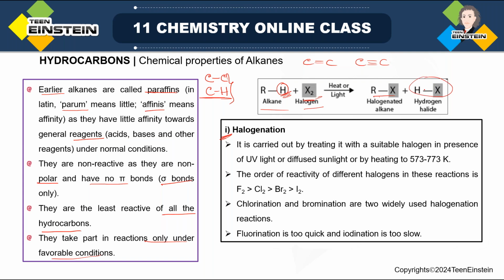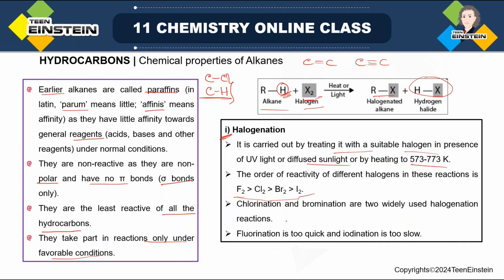So this reaction we do when we are treating it with a suitable halogen in presence of UV light or diffuse sunlight. This is obviously a drastic condition, not a normal condition. Look at the temperature; it is very high. Now, which halogen will react strongly? This is the order: F2 reacts with maximum strength, and iodine is the minimum.